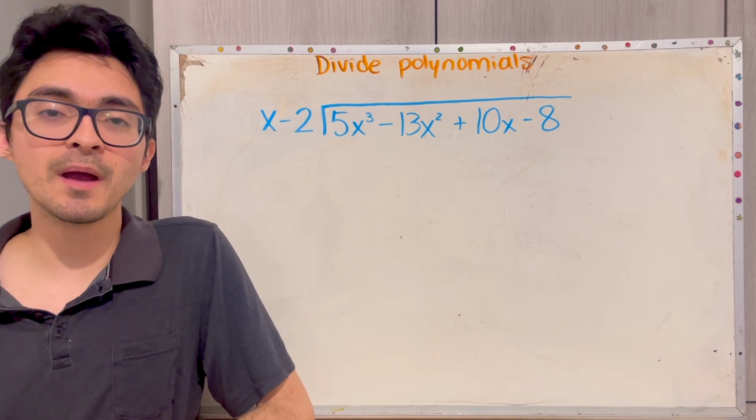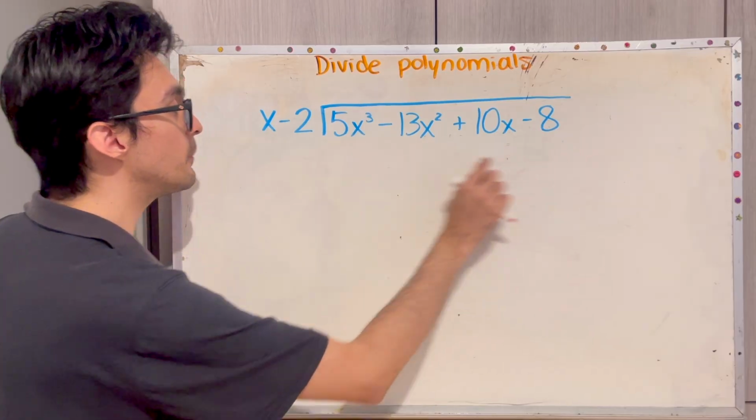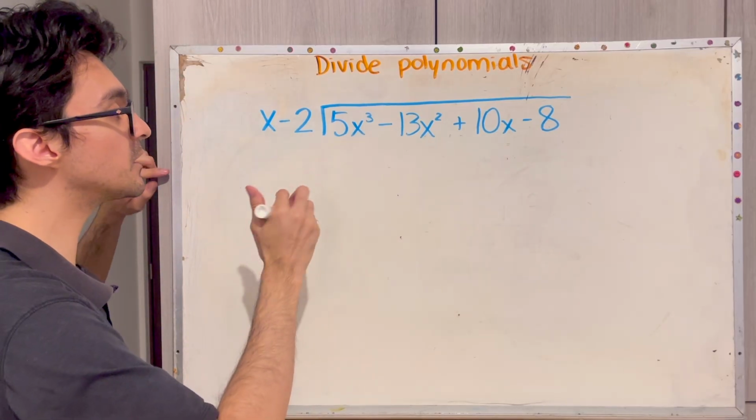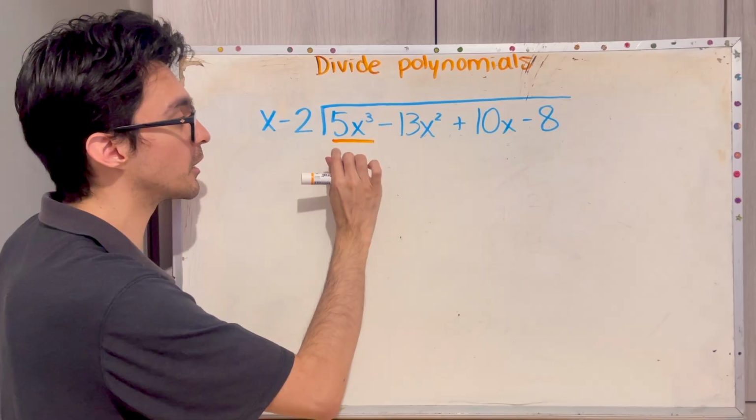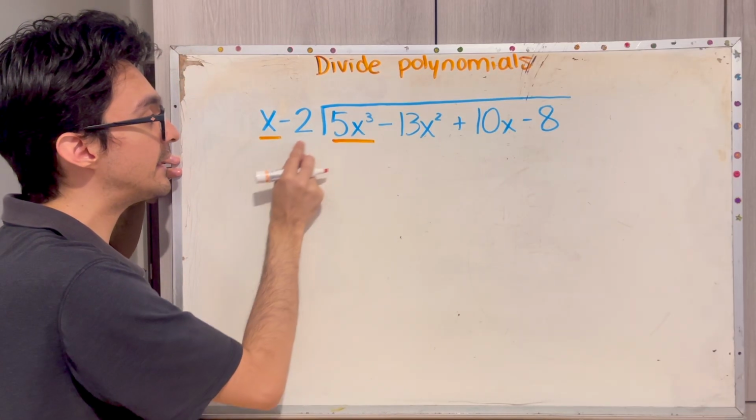Hello, today I'm showing you how to divide polynomials. In this specific case, we are dividing a polynomial by a binomial. So the first thing we are doing is we're taking the first term in this polynomial and we are dividing it by the first term in this binomial.